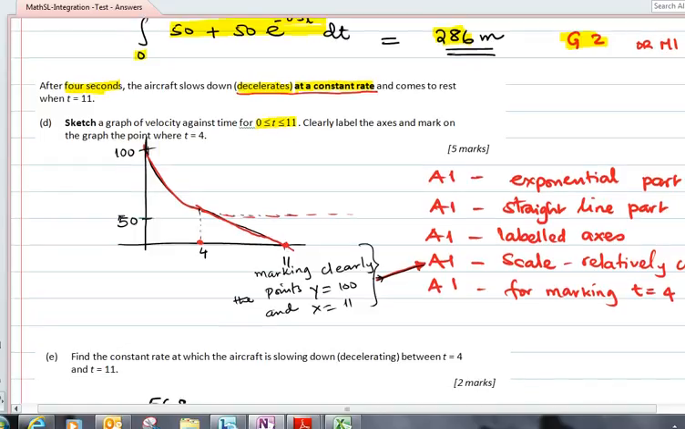And therefore, the mark allocation for this part was you get a mark for the exponential part of the graph, a mark for the straight line part of the graph, a mark for labeling the axes correctly, a mark for a scale relatively correct, and that is both the x and the y, so marking the 50, marking the 100, and a mark for marking the point t equals 4, which is the point where that velocity changes.